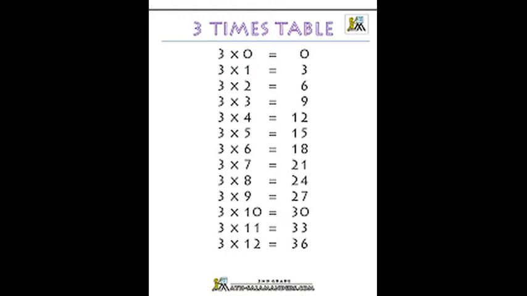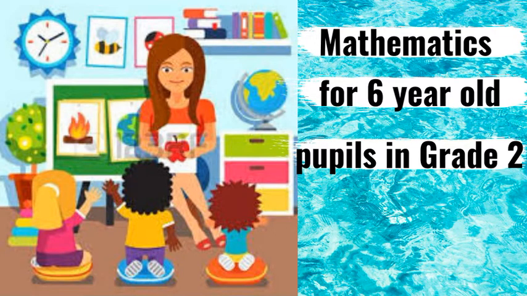Okay, 3 times 1 is 3, 3 times 2 is 6, 3 times 3 is 9, 3 times 4 is 12, 3 times 5 is 15, 3 times 6 is 18, 3 times 7 is 21, 3 times 8 is 24, 3 times 9 is 27, 3 times 10 is 30, 3 times 11 is 33, 3 times 12 is 36. Wow, beautiful job. You all are superstars.